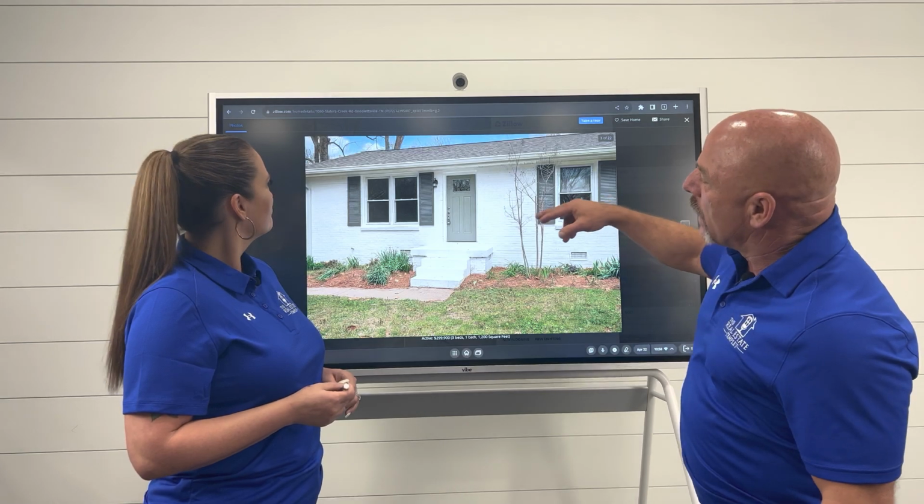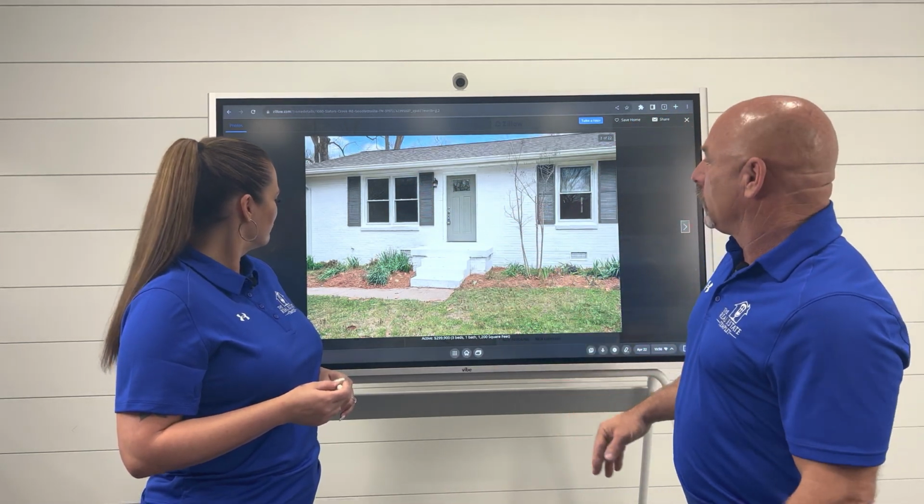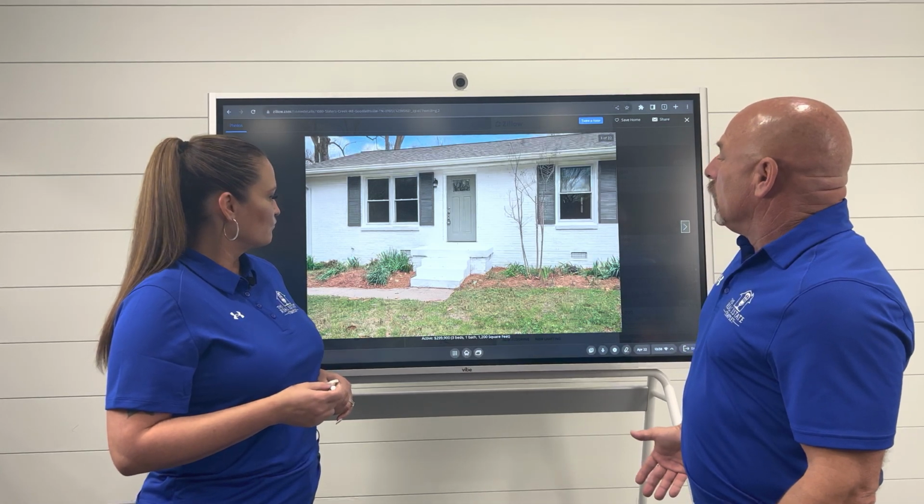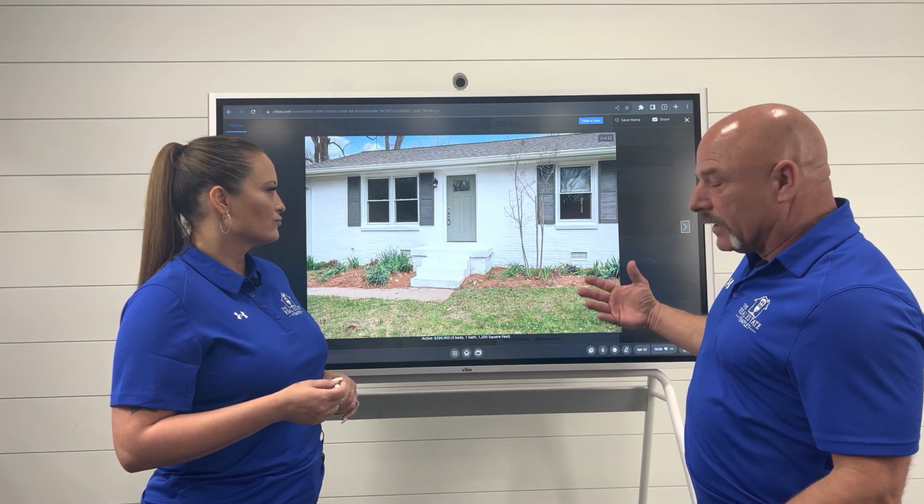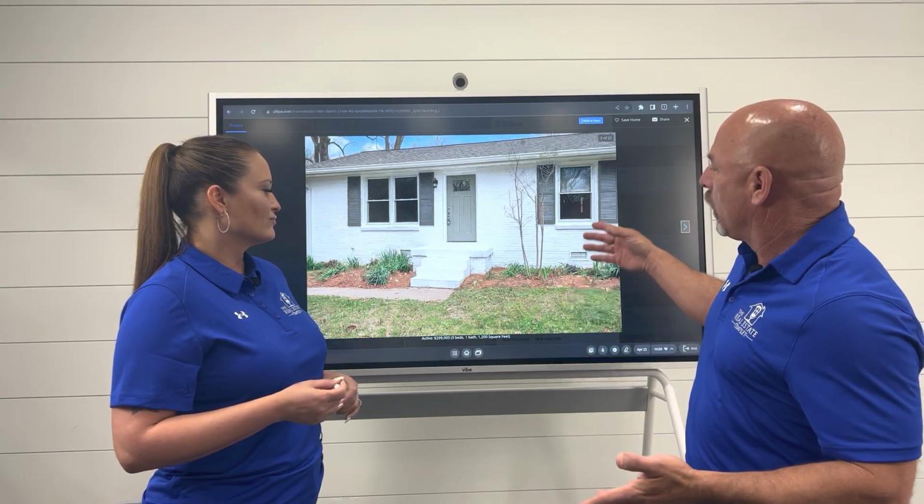Same thing. Now I am noticing that all of the windows are new, so they did put new windows in the house. That's a good thing, because when they came in, they had the wherewithal to put new windows in the house and not just try to cover up what was there.